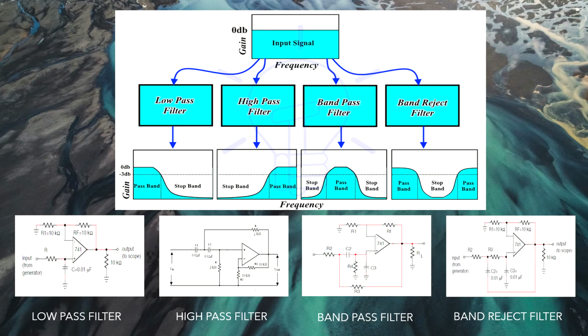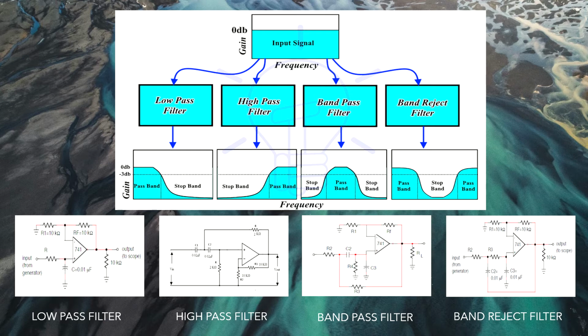Here are the circuits of filter. First is low pass filter. Low pass filter allows low frequency signals without any attenuation, but it rejects any high frequency signal. The low pass filter has a reactive component whose reactance varies with the input frequency.